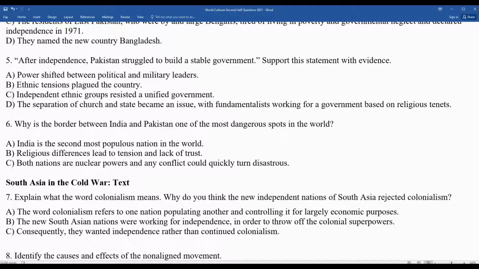The new South Asian nations were working for independence. In order to throw off the colonial superpowers, they were pushing against colonialism. Consequently, they wanted independence rather than continued occupation in colonial ways during this period.